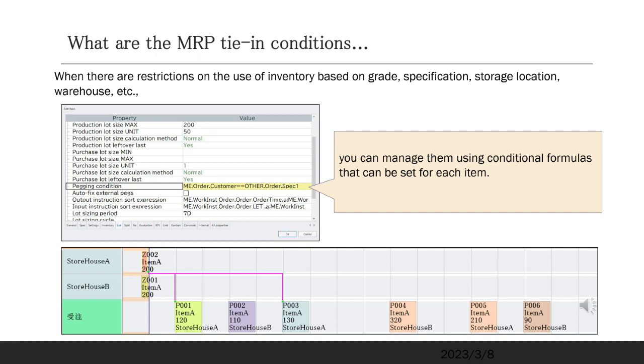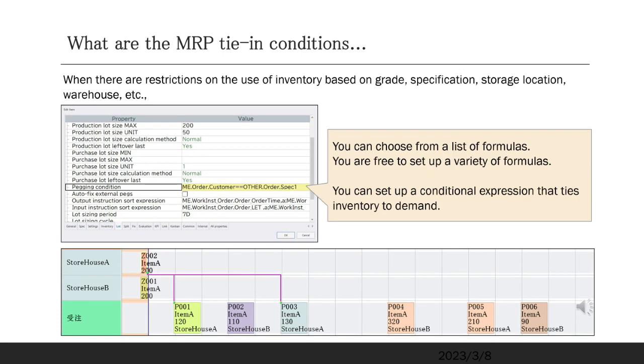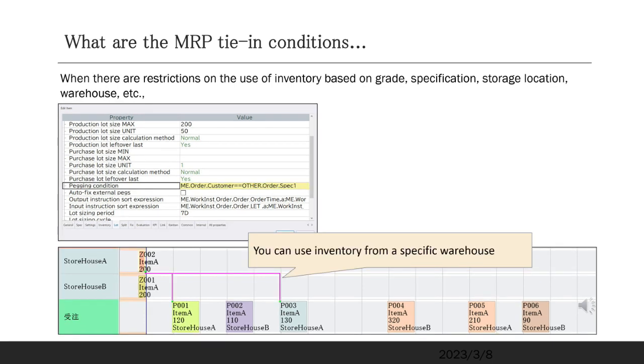When there are restrictions on the use of inventory based on grade, specification, storage location, warehouse, etc., you can manage them using conditional formulas that can be set for each item. You can choose from a list of formulas, or you are free to set up a variety of formulas. You can set up a conditional expression that ties inventory to demand. You can set that a certain order can only be dispatched from a certain warehouse.